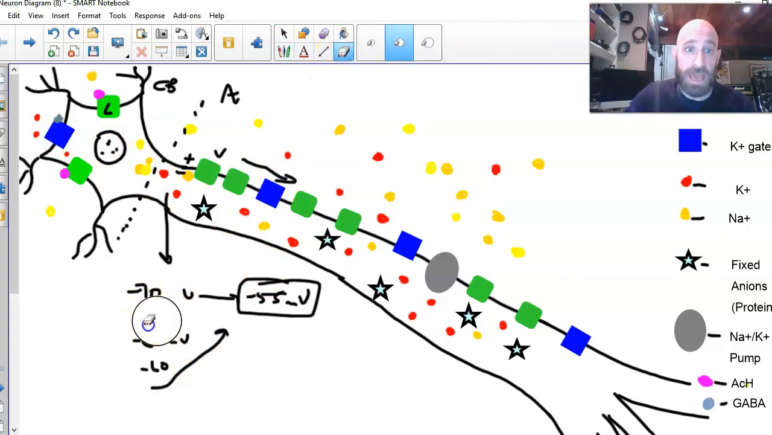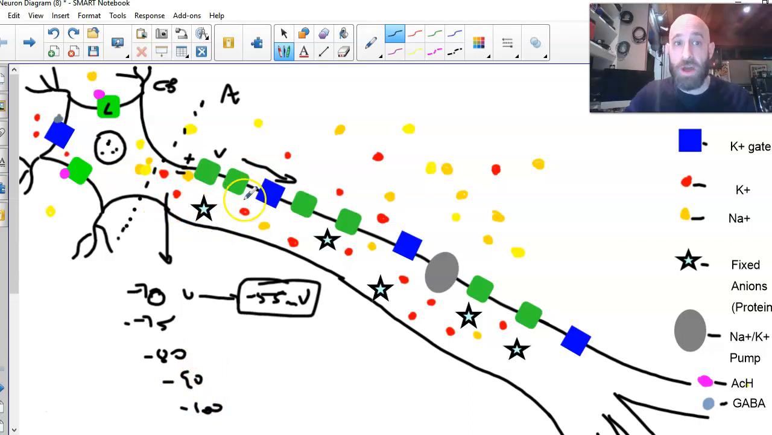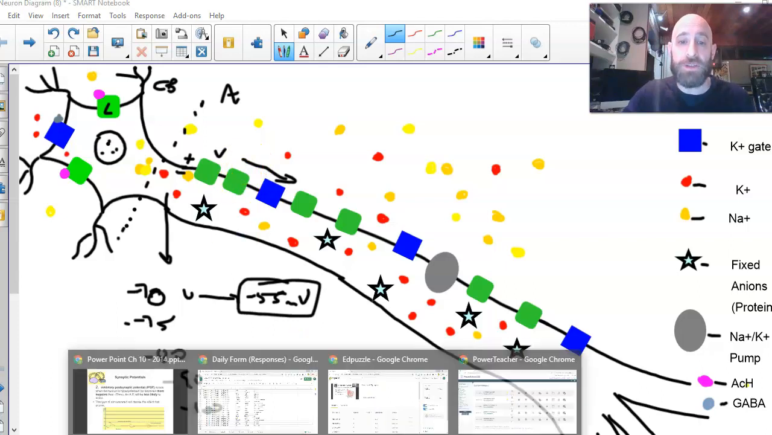So for example, if it's at negative 70 at rest, when that potassium leaves, it's going to get to like negative 75. And maybe even more potassium leaves and it gets to negative 80. And it might get all the way to like negative 90, negative 100. What that means is it makes it harder and harder for this neuron to have an action potential. So really you have to think of it as two different opposing forces, where the inhibitory neurotransmitters are preventing this neuron from firing off, and the excitatory neurotransmitters are telling it to fire off or causing it to fire off. And that is the difference between the two.